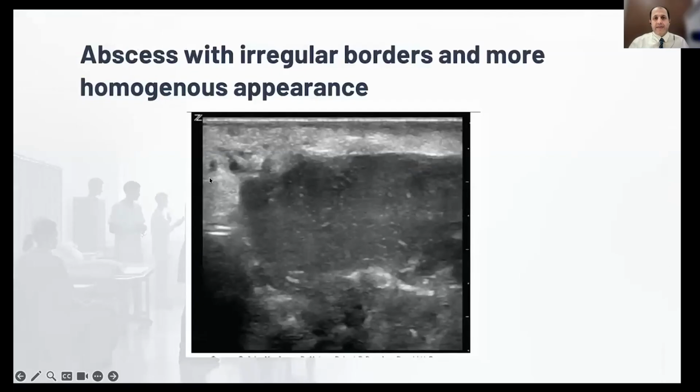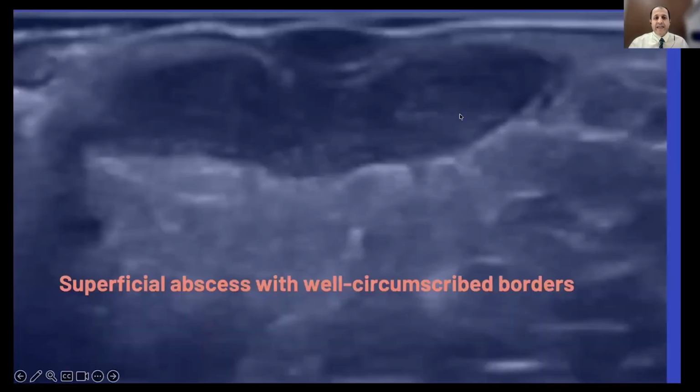Another abscess we can see here with irregular border and more homogeneous appearance. And here it is a very superficial abscess. It is the dermis, and just under the skin, under the dermis, you have a very small, superficial abscess. So if you don't use enough gel, or a standoff pad, you may miss this abscess. That's why we prefer to use more gel in soft tissue ultrasound.